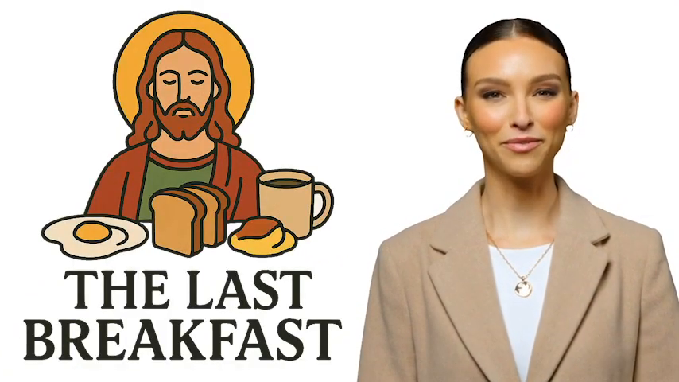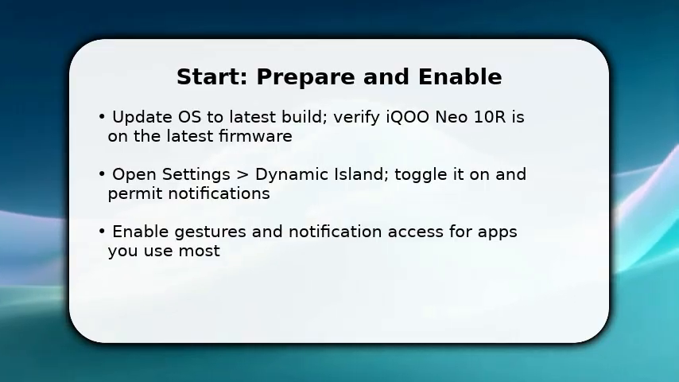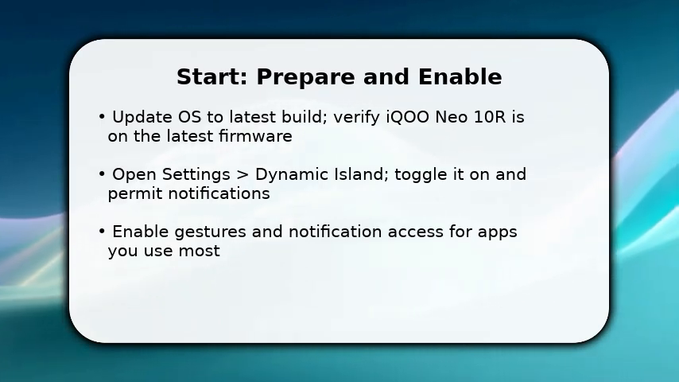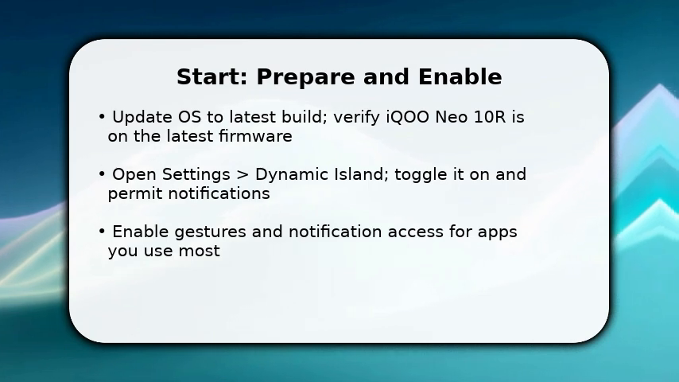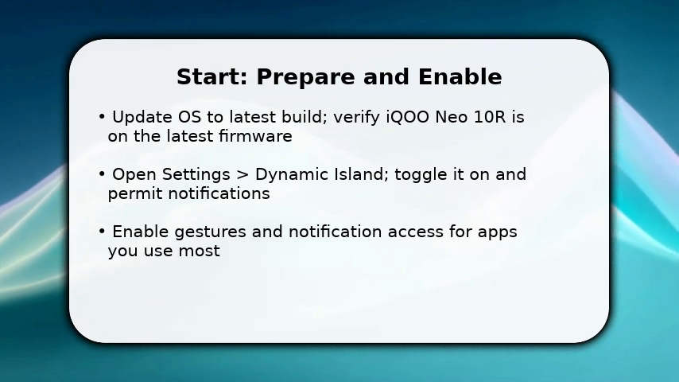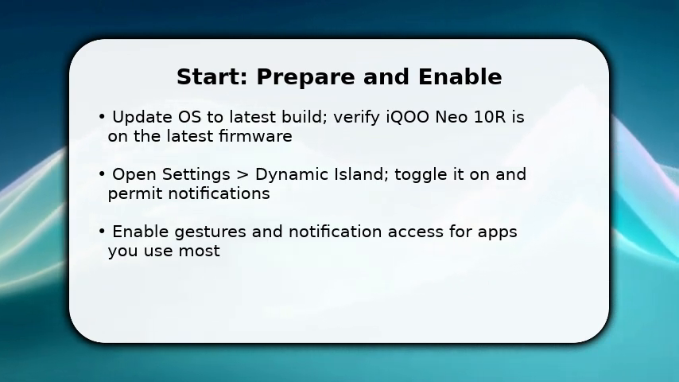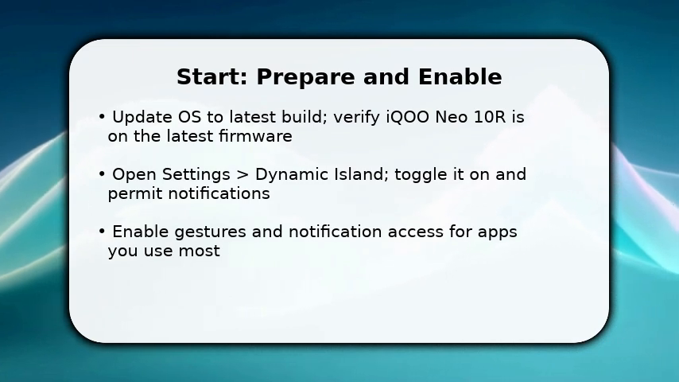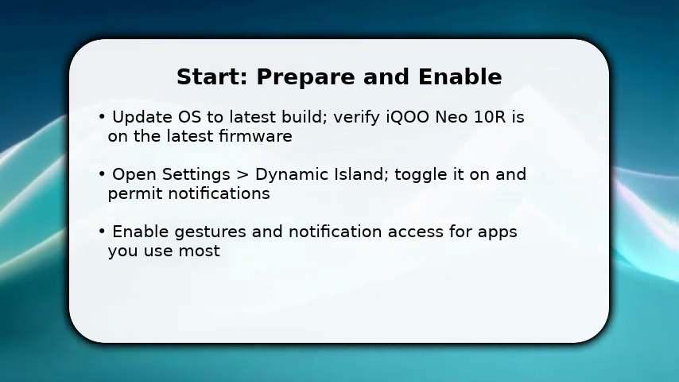Please enjoy the video. You begin by preparing the phone. Update the OS and confirm the Iqoo Neo 10R firmware is current. Once done, go to Settings and open Dynamic Island. Toggle it on and grant notification access so apps can send live updates. Make sure to enable gestures if you prefer swipe controls.